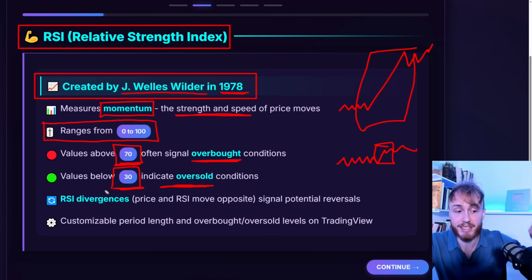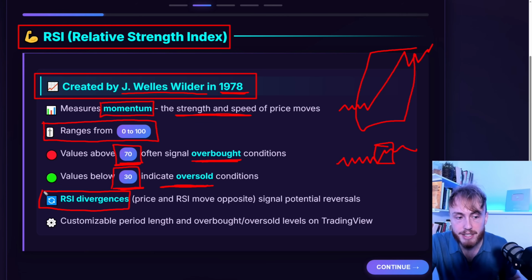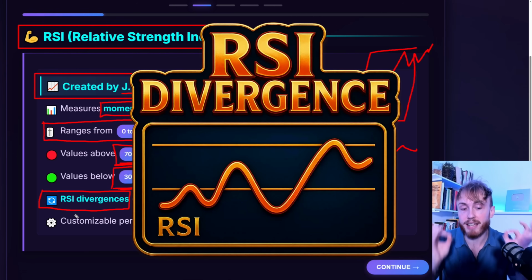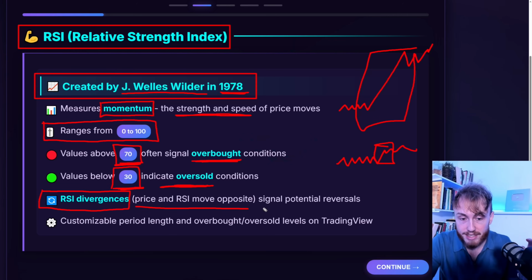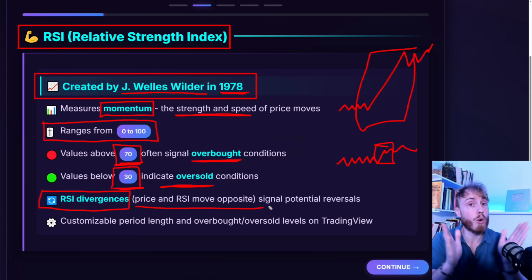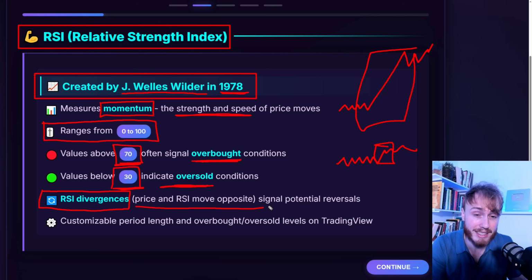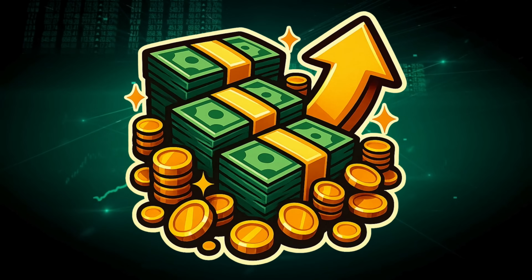I will show you guys this very soon when we jump into TradingView, but one of my personal favorite trading strategies, there are many ways to use the RSI, but one of my personal favorites is to use something called RSI divergence. And this is when the price and the RSI move in opposite directions. And this right here signals potential reversals. And the good thing about reversals is that if you're able to predict them, you can enter at very good spots in the market, very attractive spots in the market, and it can make you lots of money.